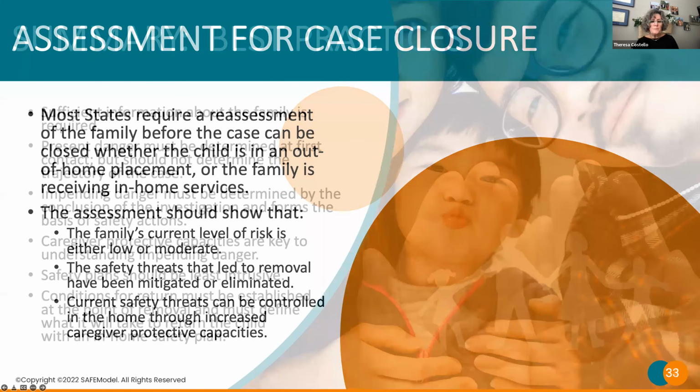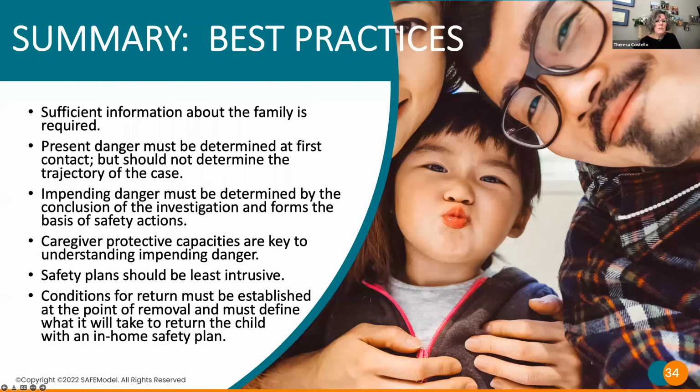Summary, best practices. Last slides here, and then we'll talk about resources and see if we have any questions. In summary, I put some things up here about best practices. Sufficient information is what's right and important. Every family deserves that we know them well enough to make these key decisions. I believe present danger should be made early in the life of the case, but it should not determine the trajectory of the case.